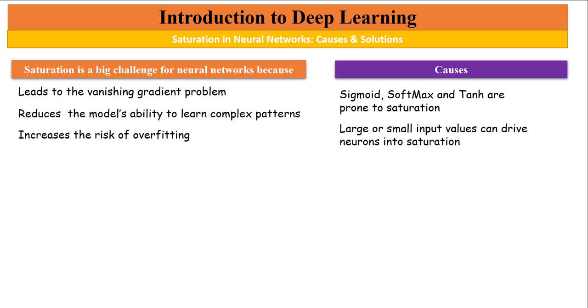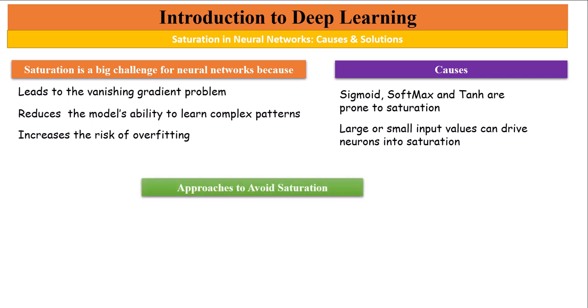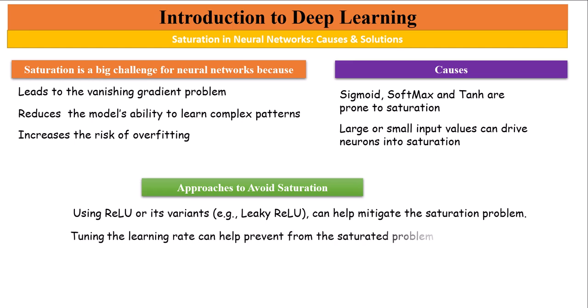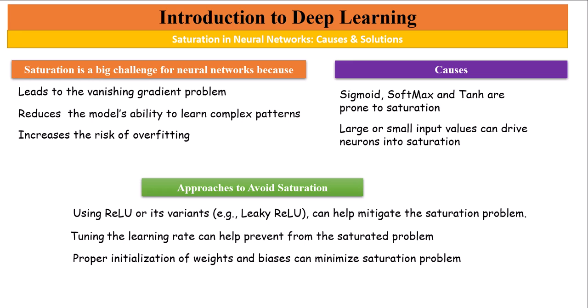As you know, saturation is a major issue that slows down learning in neural networks and prevents them from capturing complex patterns in the data. To mitigate saturation, we can take these steps. Using less saturation-prone activation functions, such as rectified linear unit or its variants, like leaky ReLU, can help mitigate the problem. Tuning the learning rate appropriately can help prevent the network from becoming trapped in saturated regions. Initializing weights and biases properly can help prevent neurons from entering saturation. Batch normalization can also reduce the likelihood of saturation.